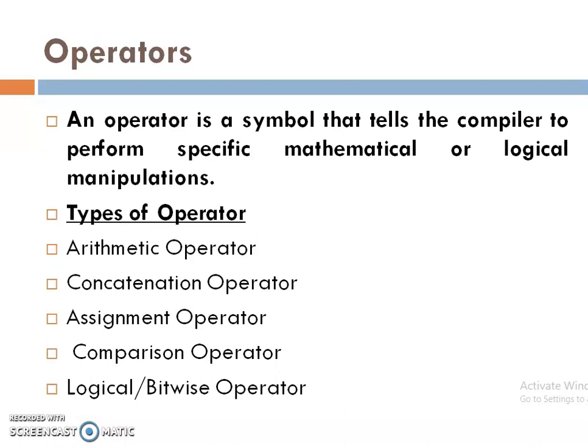Now first, what is an operator? An operator is a symbol that tells the compiler to perform specific mathematical or logical manipulations. VB.NET supports the following types of operators: first is arithmetic operator, second concatenation operator, third assignment operator, then comparison operator, and last logical or bitwise operator.